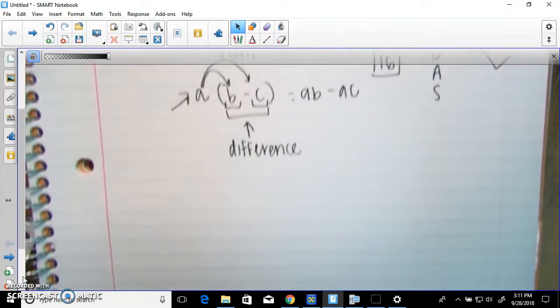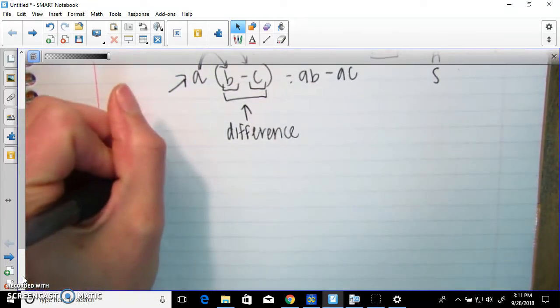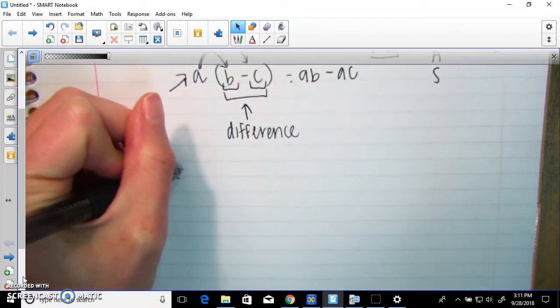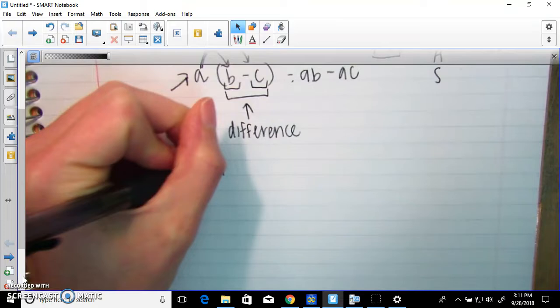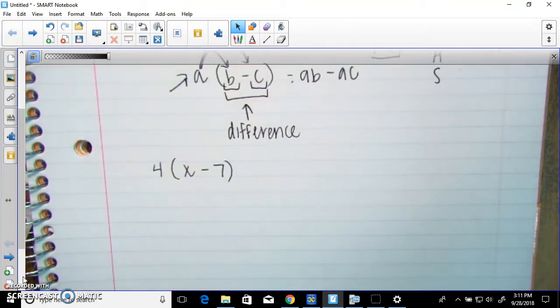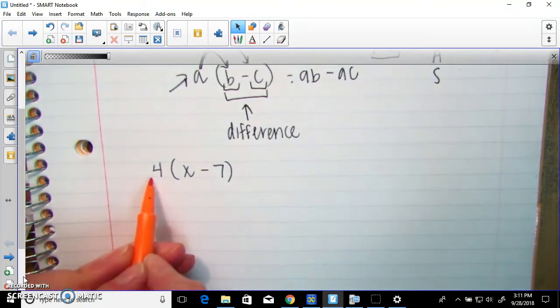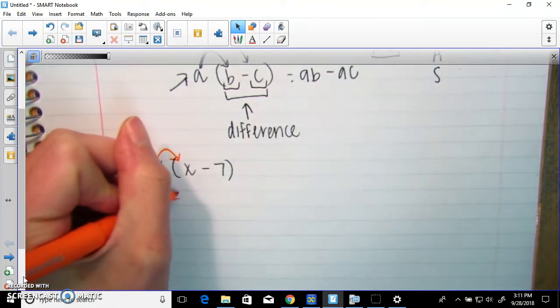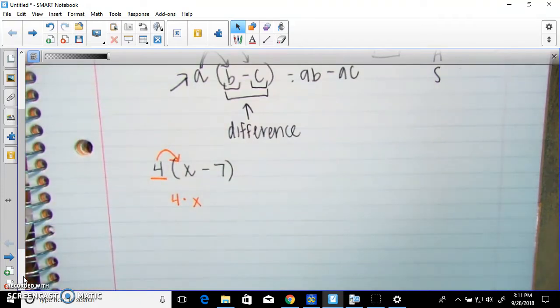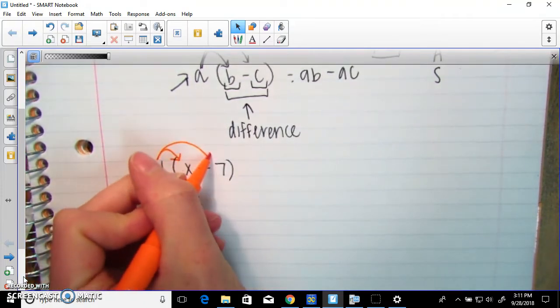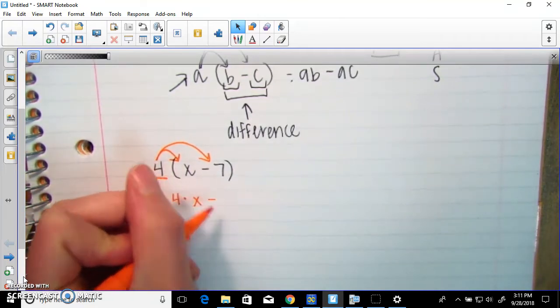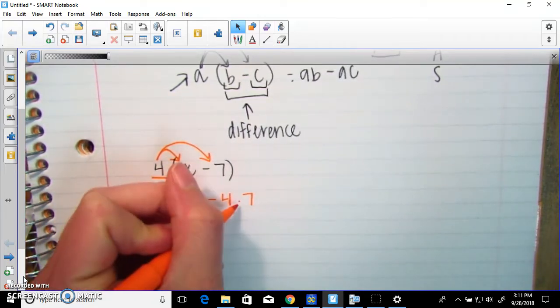So let's get some additional practice using the distributive property. So how about our example is 4 times x minus 7. So this distributive property tells us to multiply the outside number first by the first term. So that'll leave us with 4 times x. And then again by the second term. So 4 times 7.